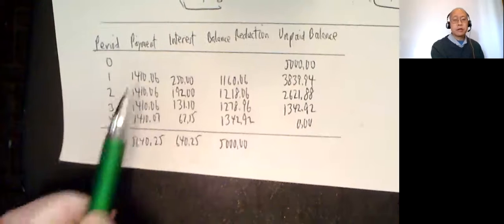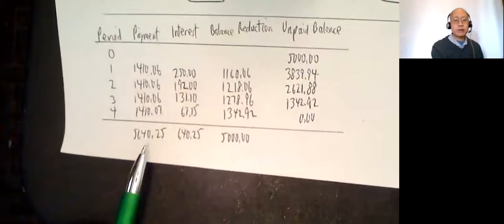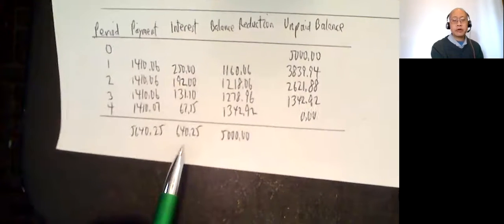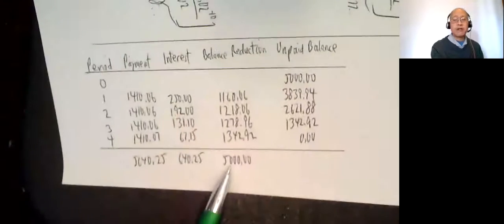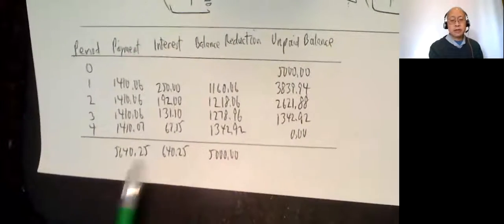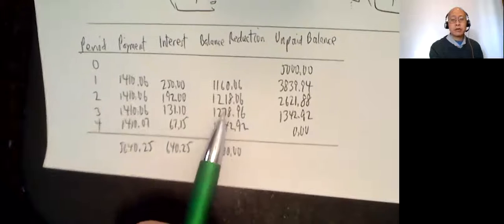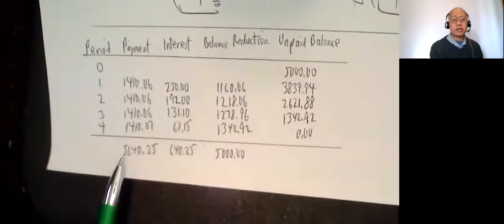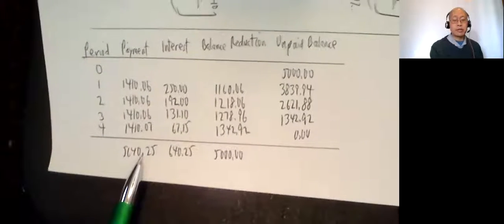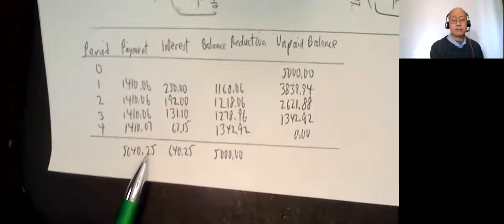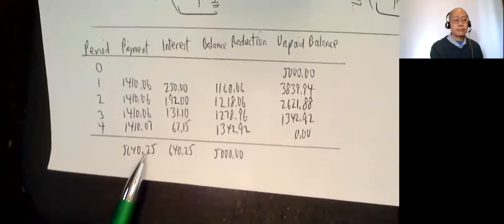That's all. Okay, add these up, 5,640.25. Add these up, 640.25. Add these up, it should be 5,000, the amount of the original loan. As you can see, it is. Okay, so there we have it. In a nutshell, you borrowed 5,000, you pay back 5,640.25. That's the way it always is when you get a loan. You end up paying more in the long run.